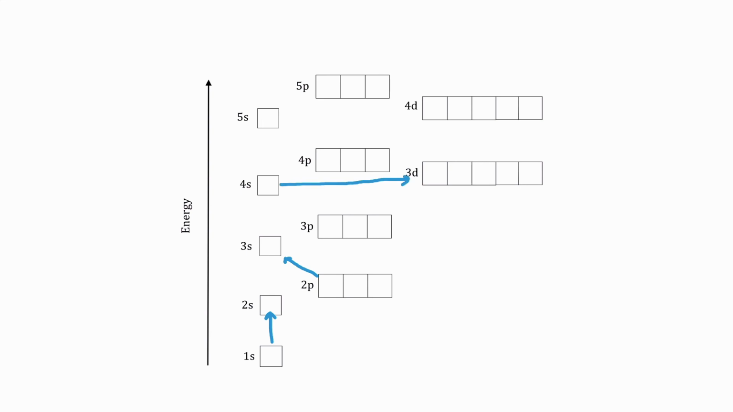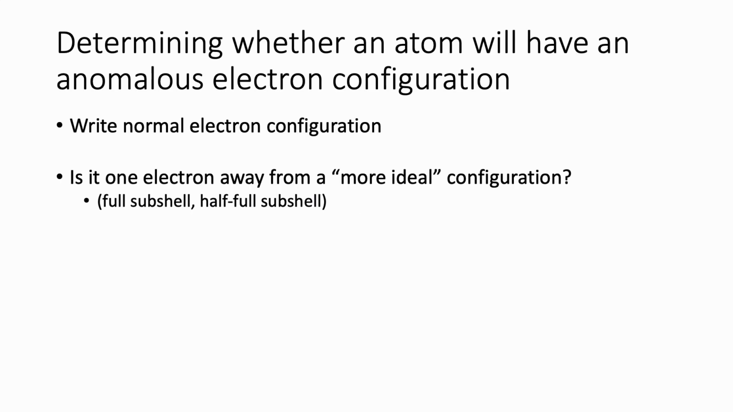But if you think about the difference between 4s and 3d, remember, I said we fill 4s first because it is just a little bit lower in energy than 3d. But 3d and 4s are really, really close in energy. And that is important because an atom will sometimes shuffle one electron between 4s and 3d in order to get a more stable electron configuration. So basically, what you want to do is write the electron configuration the way you would predict, and then ask yourself, is it one electron away from a more ideal configuration? And that's almost always going to be one full subshell and one half full subshell.